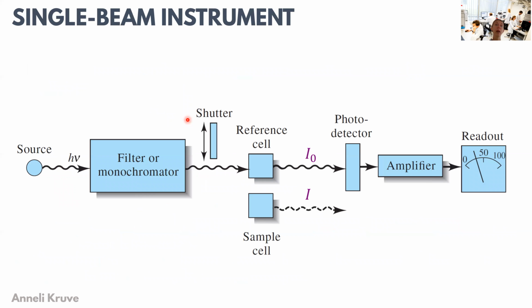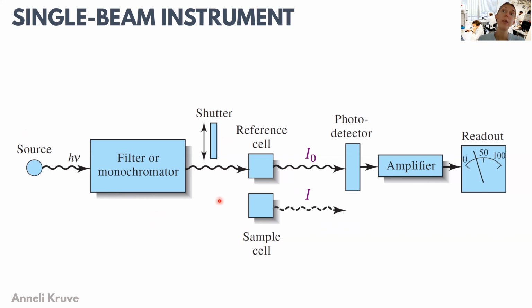So how actually now to measure this I and I0? The simplest instrumentation is a single beam instrument where the I and I0, so intensity of the light that is going through the blank and going through the sample, are being measured separately. So this kind of instrument again contains a light source, a lamp, and a monochromator or filter. Mostly actually single beam instruments contain a filter.